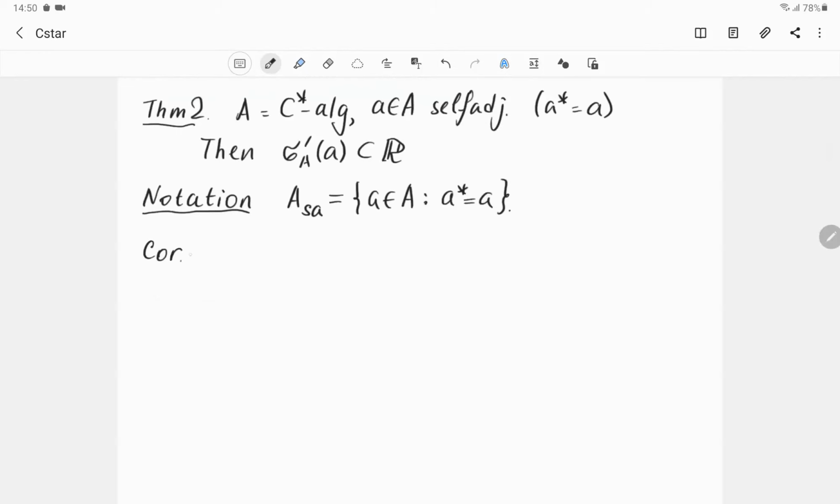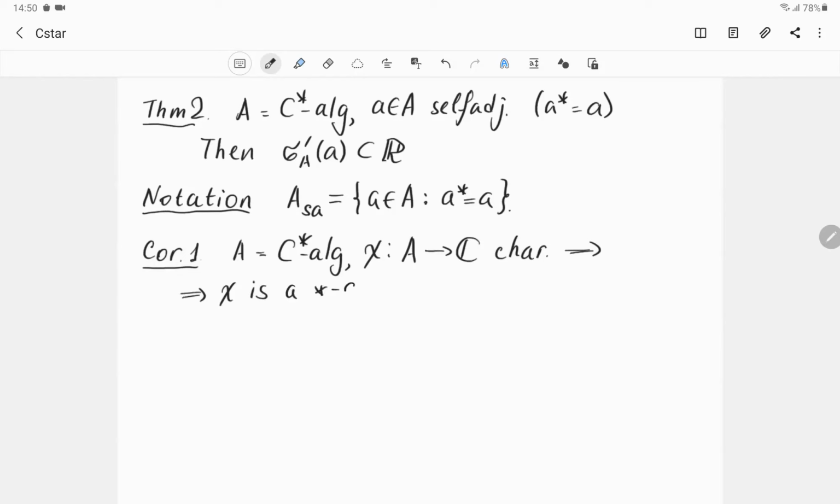Let's now deduce some corollaries from the previous result. Corollary 1 tells us something about characters of a C-star algebra. So if A is a C-star algebra, and chi is a character of A, that is a homomorphism to the base field, I claim that chi is a star character. That is, it preserves the involution. To prove this result, we first take an arbitrary self-adjoint element a of our algebra. So we know that the spectrum of a is real.